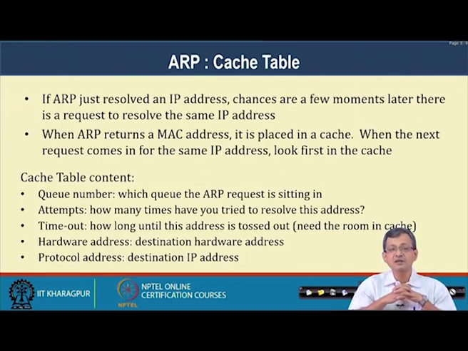So, the cache table typically contains a queue number, which is the queue the ARP request is sitting in; attempts, how many times it has been tried for resolution; timeout, how long you can go on trying before it is flushed out; hardware address, the destination hardware address; and protocol address, the IP address. So, IP address versus hardware address is the mapping function, and there are other things which are needed to manage those things.